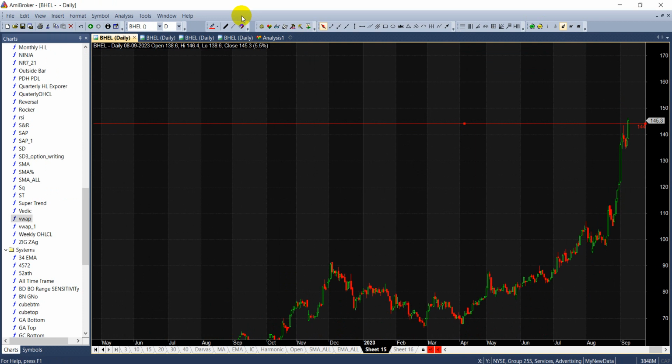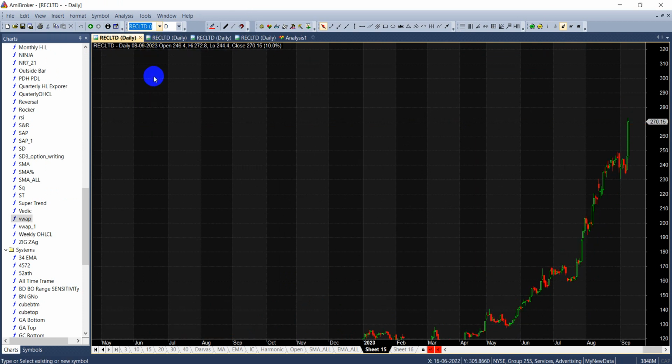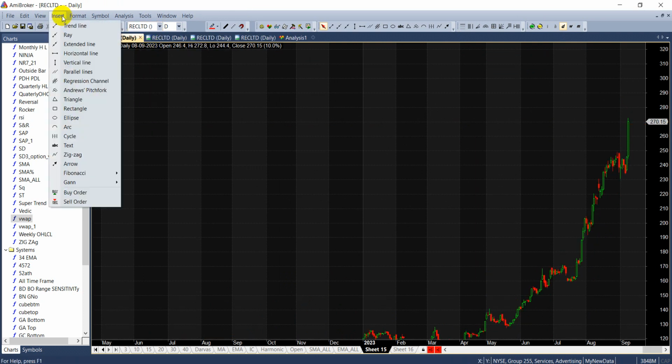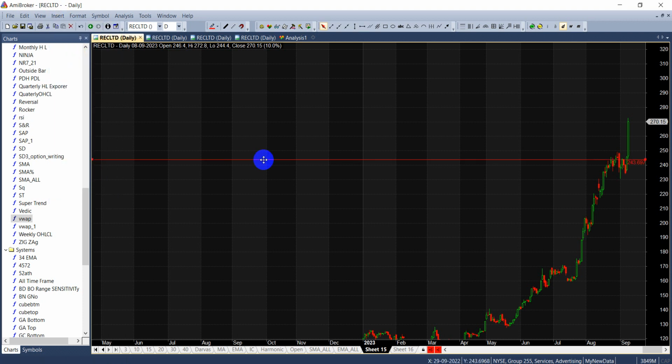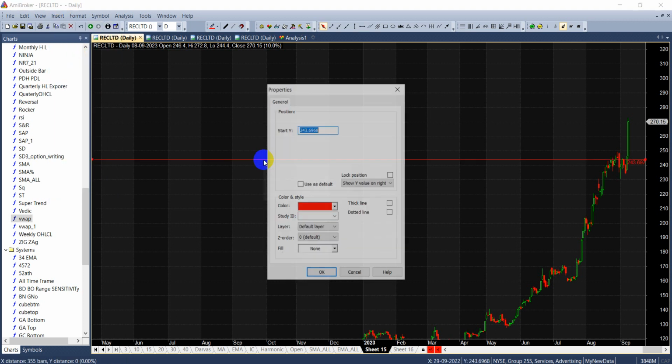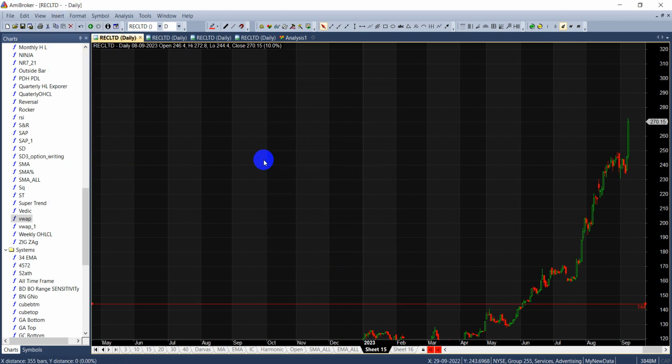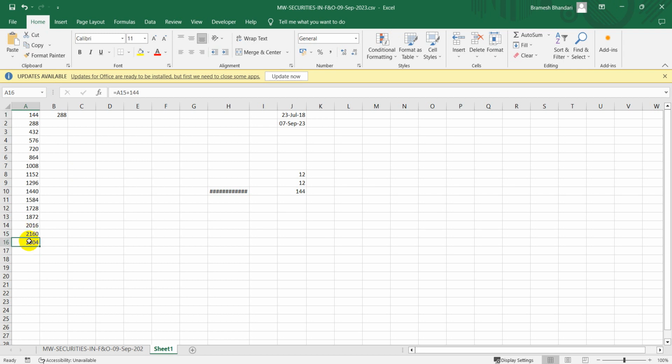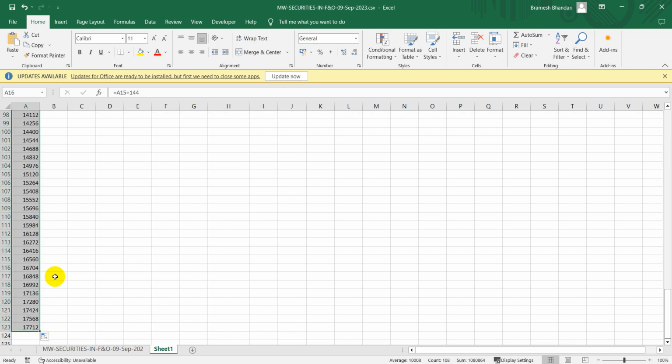Or let's take another example of REC. Now PSU stocks are in the limelight, so I'm taking those examples. Let me apply another line at 144. So this Jupiter cycle can be used in both. See here, once 144 crossed, there was a big rally. It can be used on any time frame, any price levels, on any instrument.